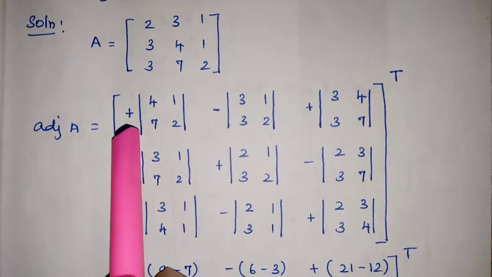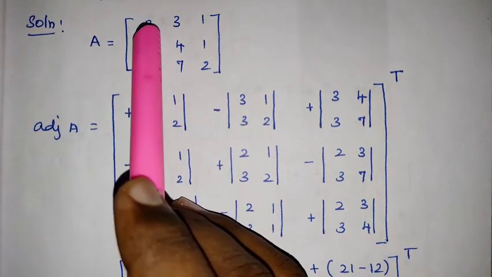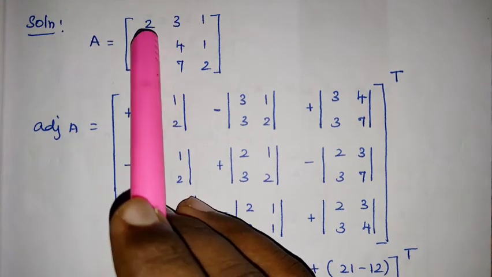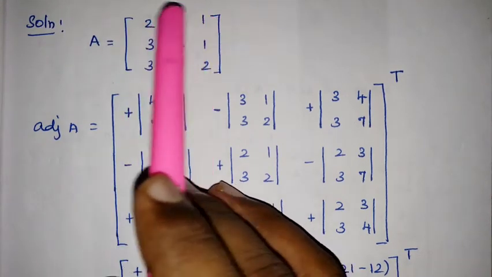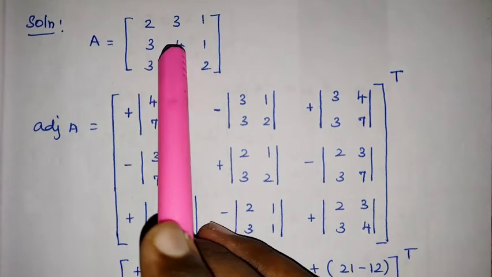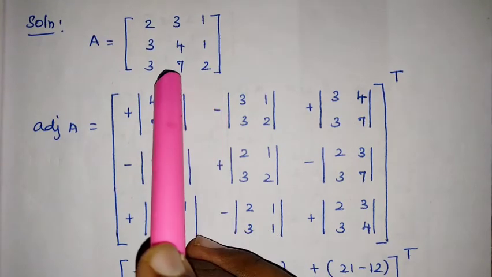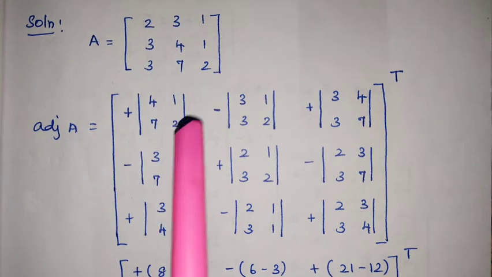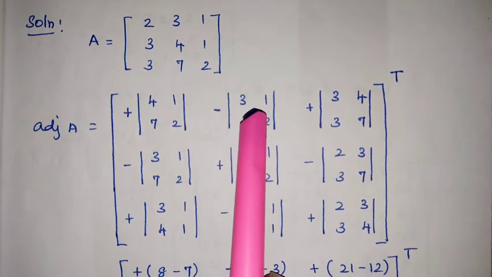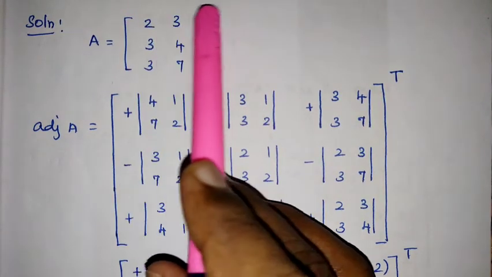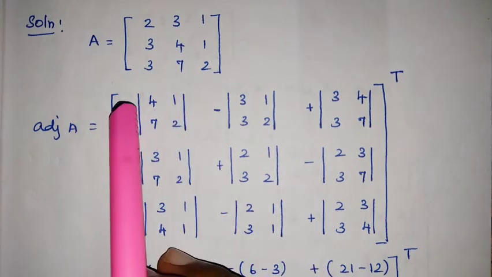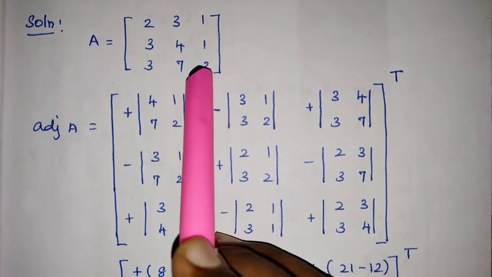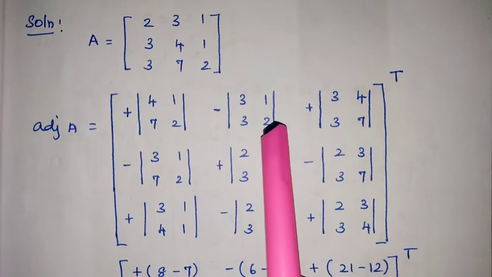See here, I have just taken the first element. What is the first element? 2. Leave its row and column. What are the remaining elements? 4, 1, 7, 2. Can you understand? Then the second element. What is the second element? 3. Leave its row and column. What are the remaining elements? 3, 3, 1, 2.